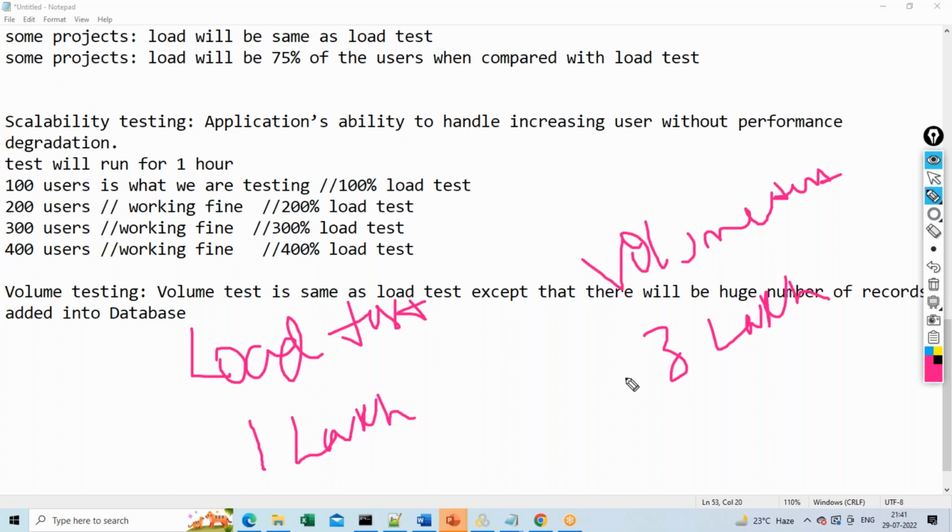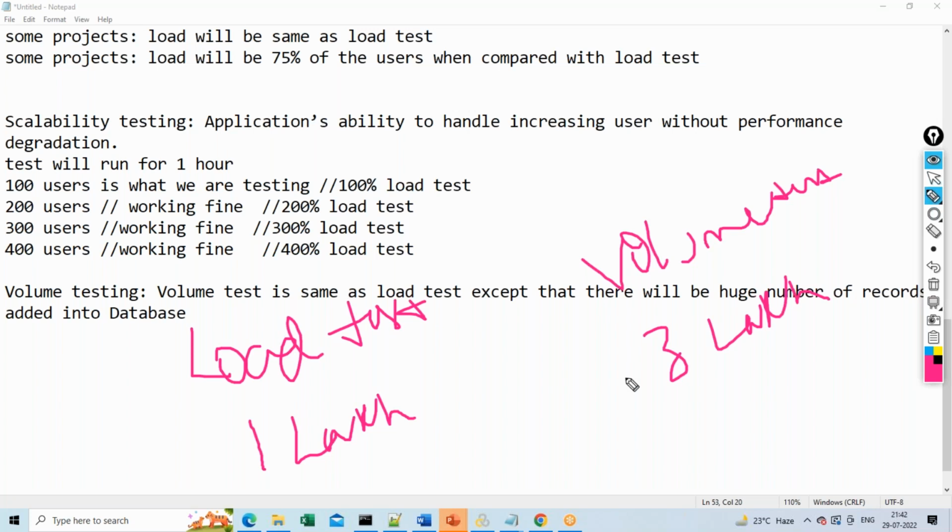Why do we intentionally add? To test more from the database perspective, from the queries perspective: how the database queries are responding, whether there are any long running queries, whether there are any slow queries. So it is more of the database side. And who will give you this 3 lakh number? The client will tell you.